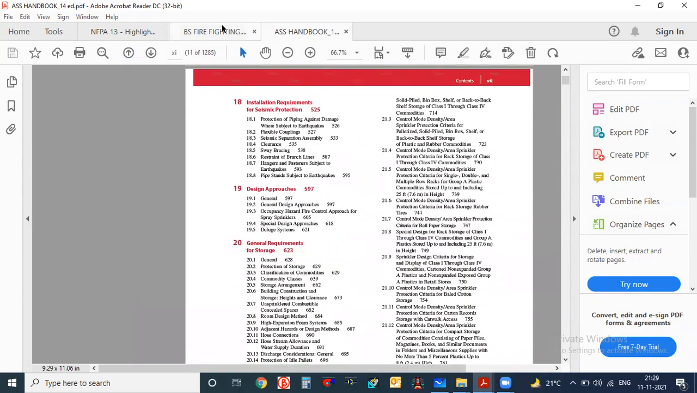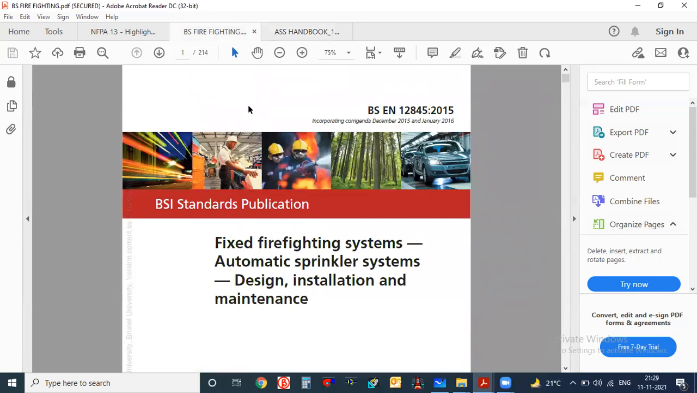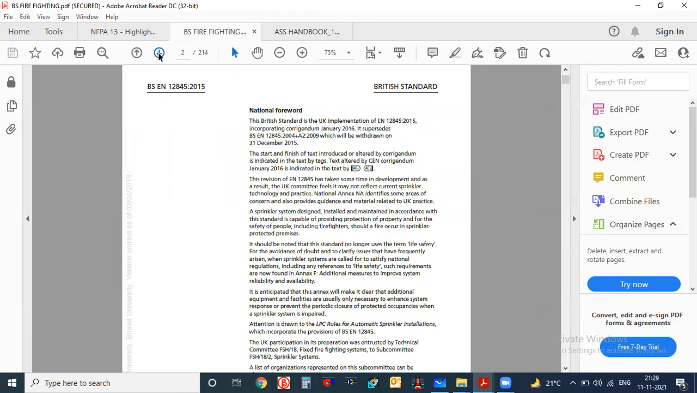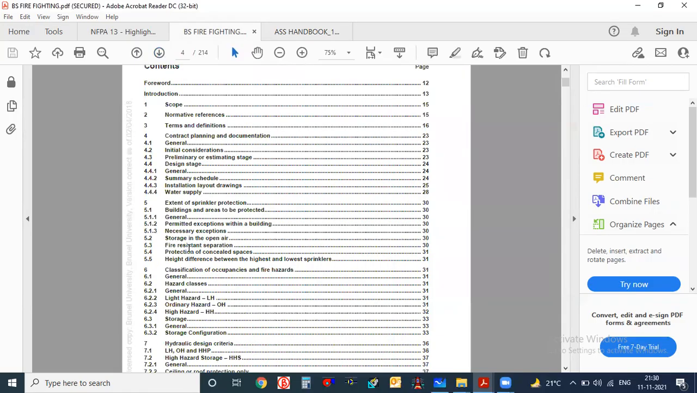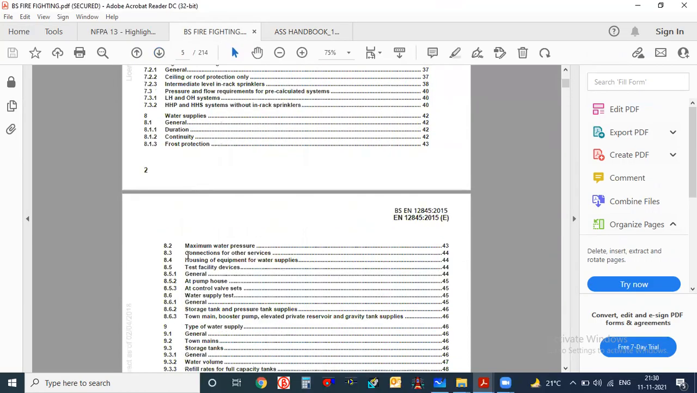And in the same way, I think I have shared one more book with you. This is a British standard for the automatic sprinkler system. So if you want to do any British standard design, or if you come across any British calculation, you can go through this book. It is almost similar, but certain terminologies change here. For example, the hazard categories are changed here, and the minimum protection area and the density are also a little bit changed. You can check this also. Here they have given so many things.